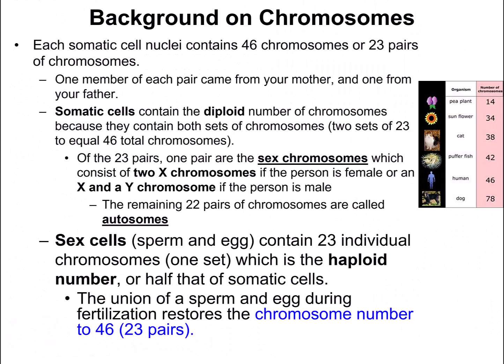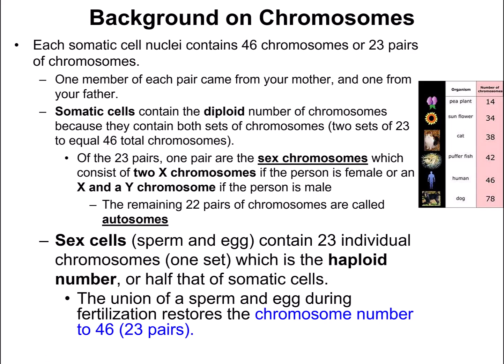Let's go over some background information on chromosomes. Each somatic cell contains 46 chromosomes. You can also say 23 pairs of chromosomes. And if you do this on a quiz or exam and you use 23, make sure you put pairs after it. If you just put 23 and we're talking about a somatic cell, it'd be incorrect. It's 23 pairs of chromosomes.